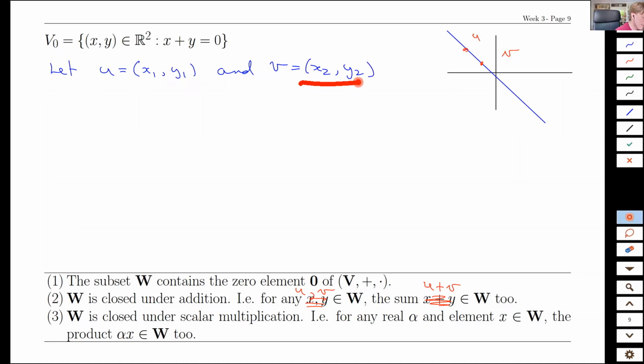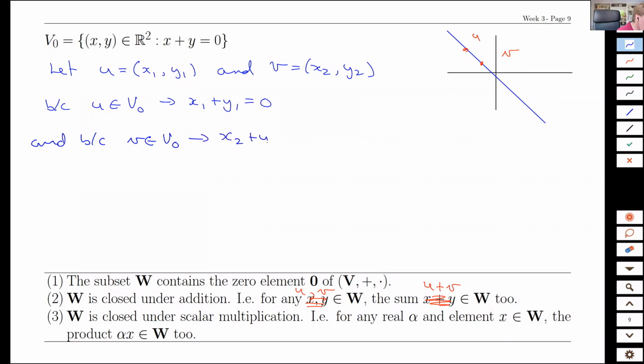Now, why do we need to give these components? Well, because the definition of membership is based on the components. Because U is an element of V0, that means that x1 plus y1 is 0. And because V is in V0, x2 plus y2 has to equal 0. Again, this is just from the membership condition for V0. You're only in V0 if the sum of your 2 components adds up to 0, or you're on this line, same condition.